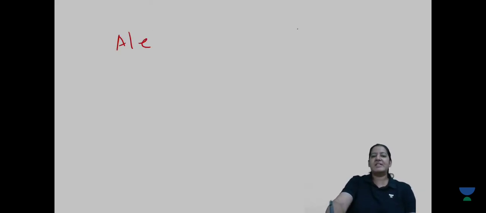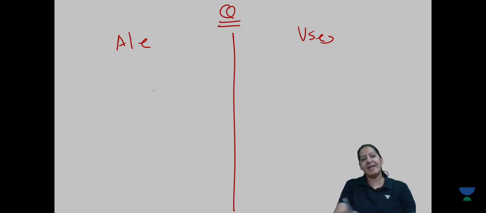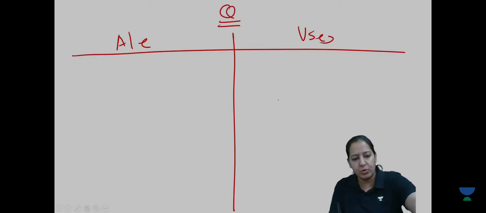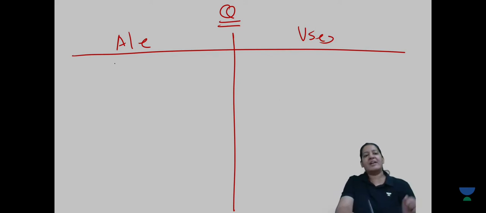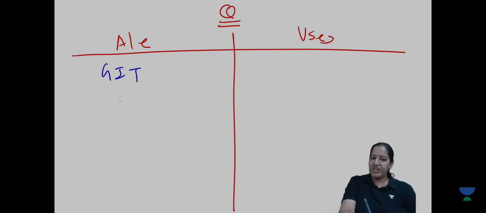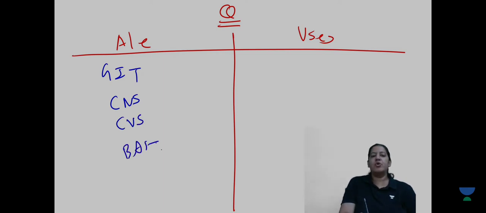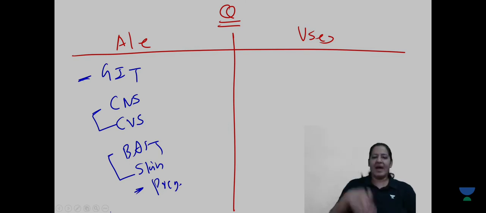We are done. So can you summarize the adverse effects and uses of quinolones? Can anyone help me with that? Adverse effects and uses, the two things. First, tell me the adverse effects. The adverse effects are six: GIT, CNS, CVS, bone and soft tissue, skin, and pregnancy. These are the six systems. So these are the adverse effects.